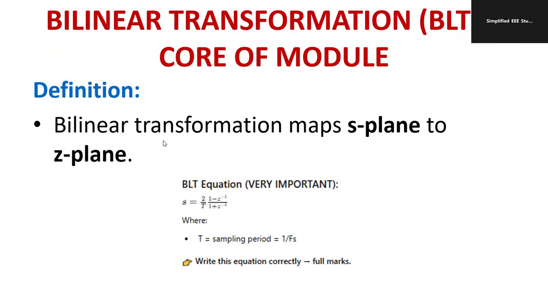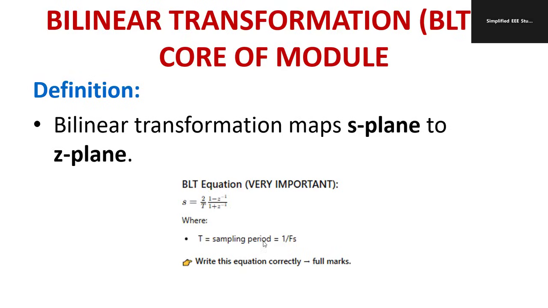You are studying the Laplace transform. Likewise, we have another type of transformation called the BLT, bilinear transformation, which converts the S plane to the Z plane. So we have the equation S equal to 2 by T, (1 minus Z to the power minus 1) by (1 plus Z to the power minus 1). This is the most important equation for BLT. Remember this equation and write it in any question related to BLT. You can present this equation without any issues.